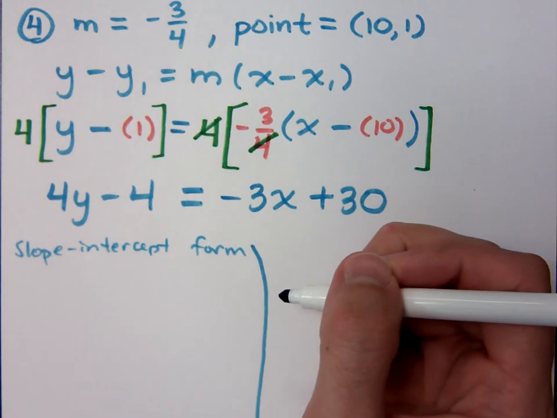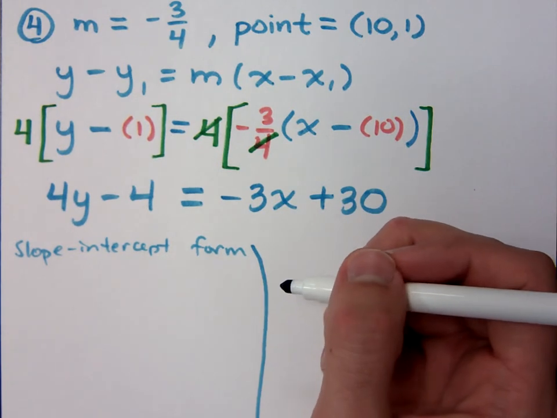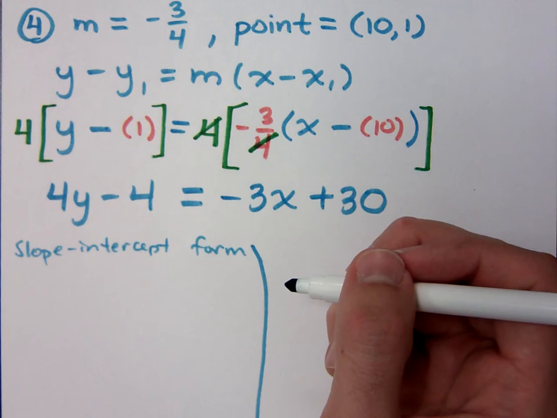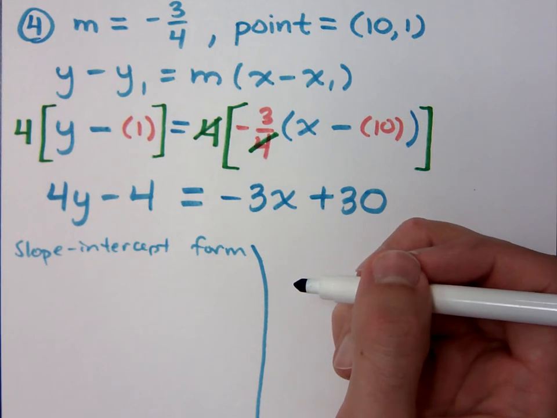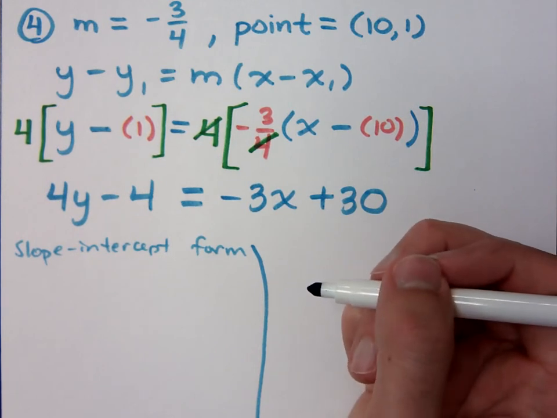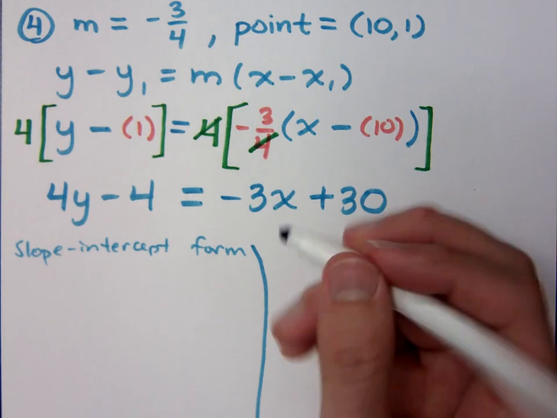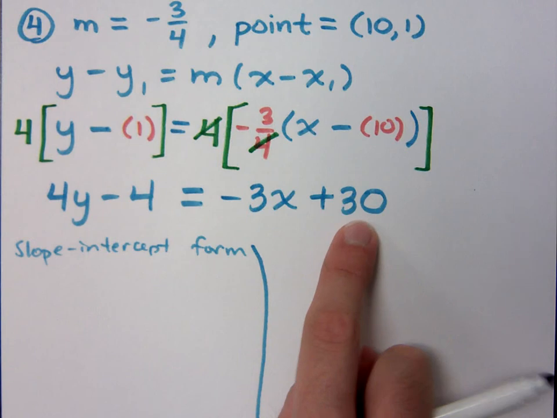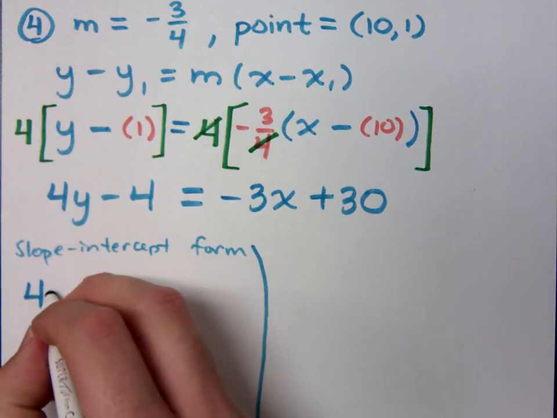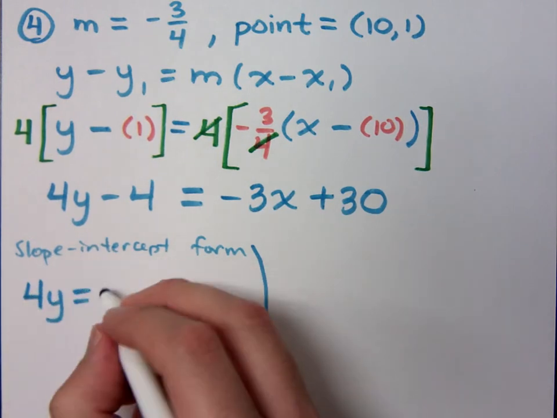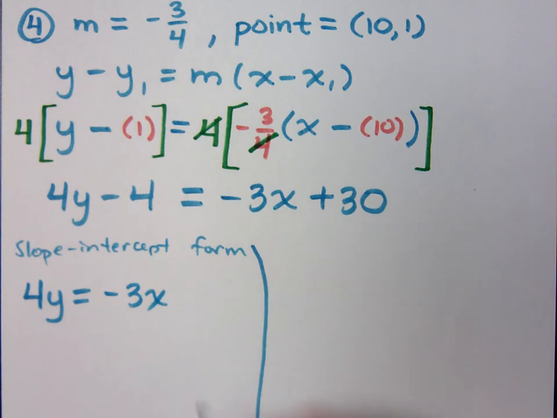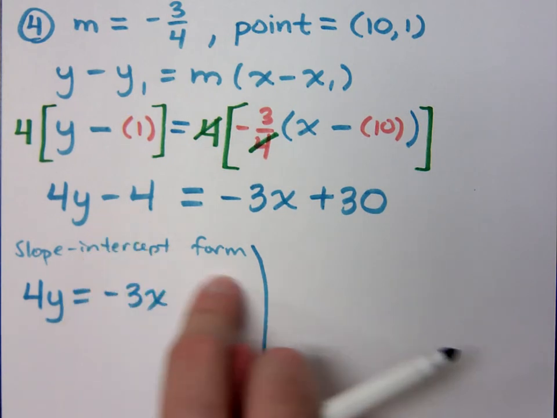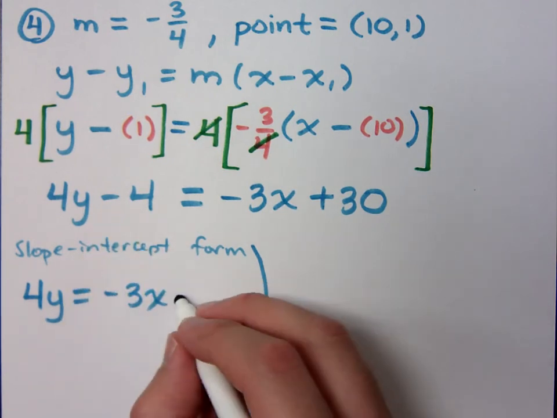So if I take the path for the slope-intercept form, what would you have to do to put it in slope-intercept form? You have to get y by itself, right? If I move the 4 over, by adding 4, I get 4y equals -3x, and then what? Add the 4 to the other side, and you get 34. Do y'all agree?